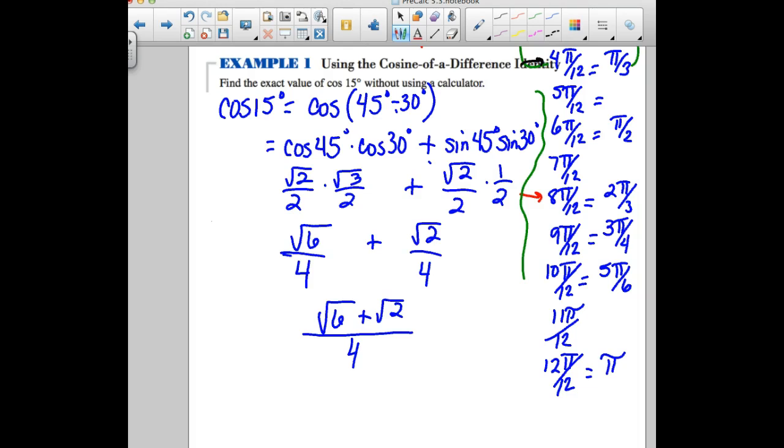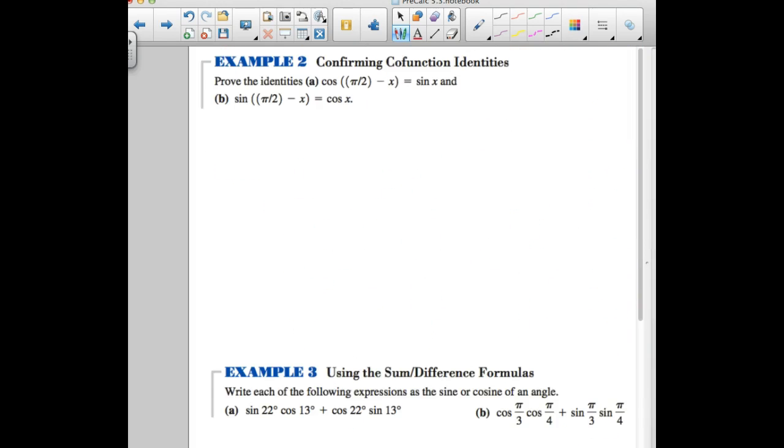All right, let's shift to example 2 here. It says to prove the identities that the cosine of the complement is equal to the sine of the original angle, and the sine of the complement is equal to the cosine of the original angle. All right, so let's work on the first one here.